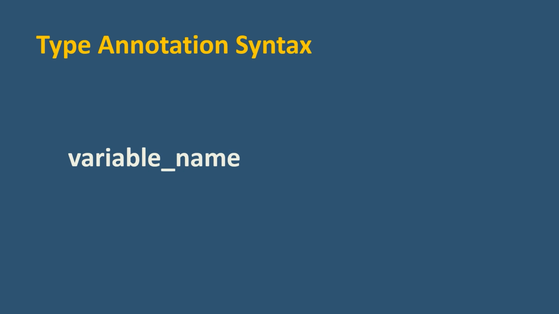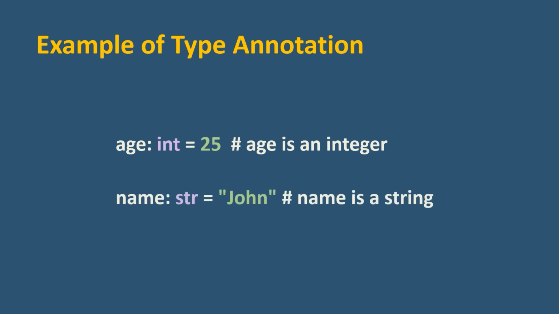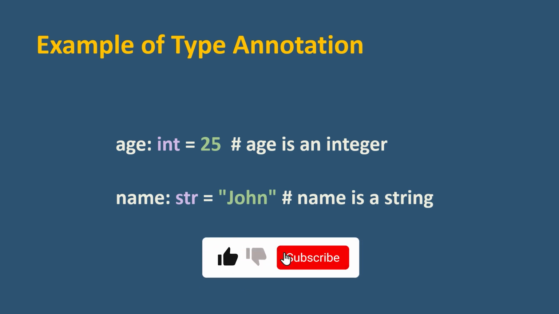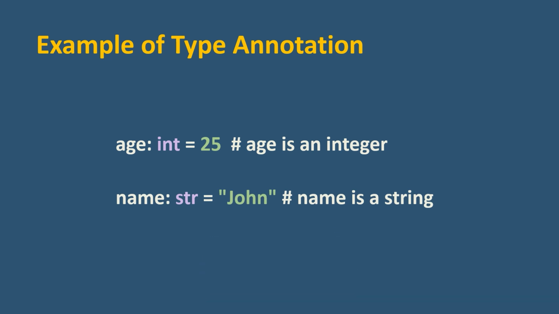Type annotations are written using the colon syntax after the variable or parameter name. For example, age: int = 25, name: str = "John". Type annotations are optional and don't change how your code runs. They just help explain the types of data being used throughout your program. Modern code editors can also use the annotations to provide better auto-completion, error checking, and other helpful features.